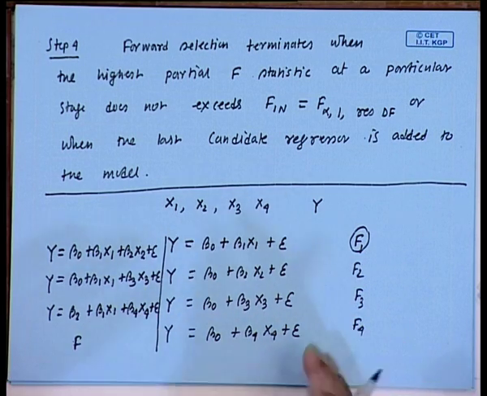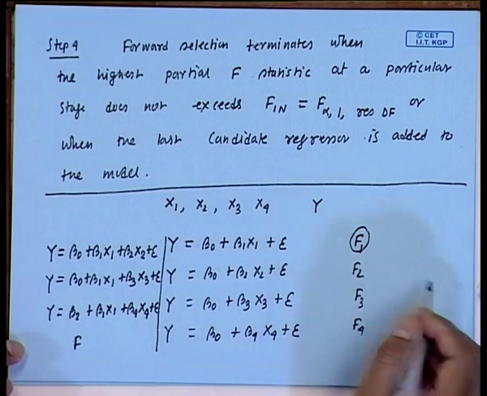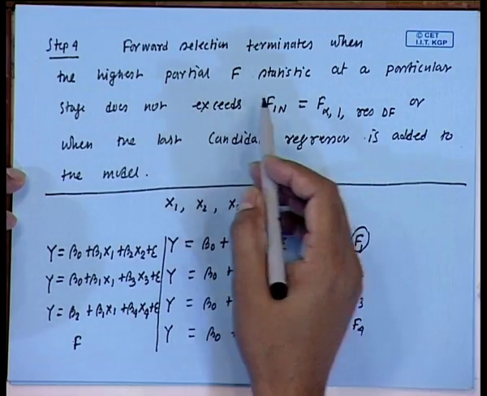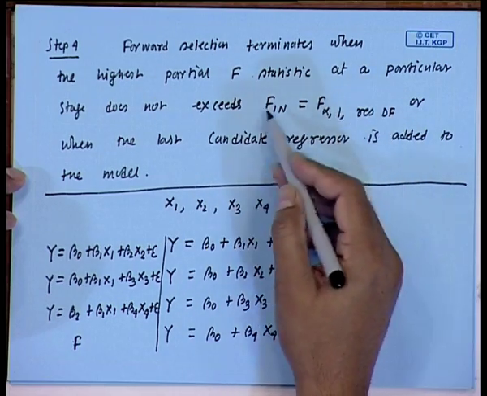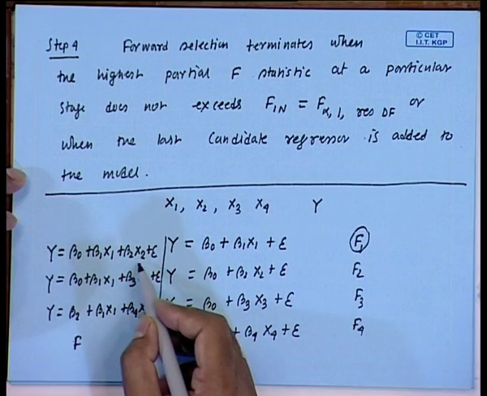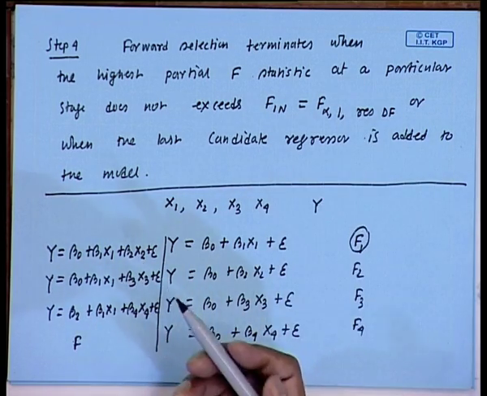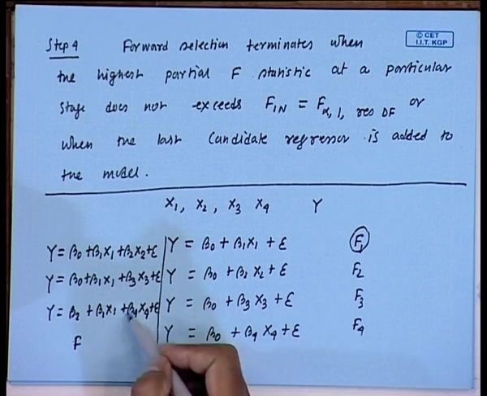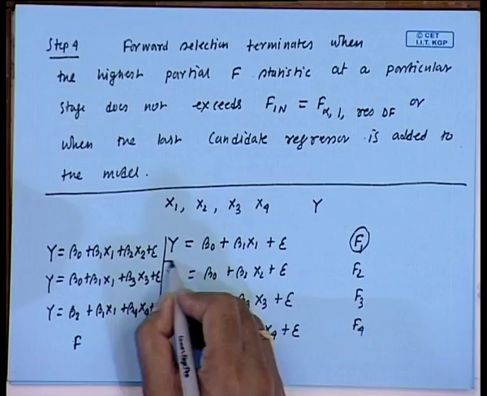So, we keep on doing this, and there is some stopping criteria. It says that forward selection terminates when the highest partial F statistic at a particular stage does not exceed the threshold value. That means if the partial F value here is not greater than the threshold value, x1 is enough for the model. You do not need to include any other regressor in the model. So, we will stop there; the final model will be this one.